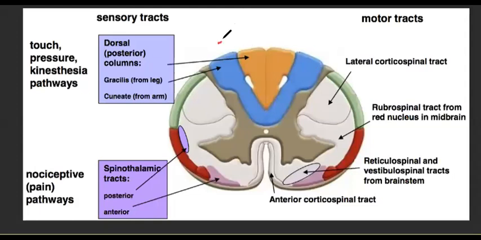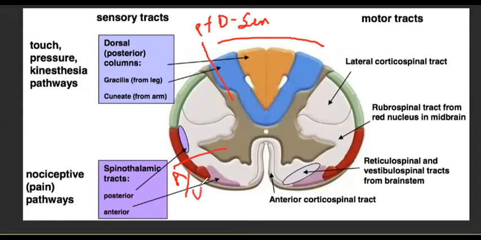These are the posterior columns. This is the anterior horn of spinal cord. This is the posterior horn of spinal cord. Posterior horn is always dorsal, we can call it posterior or dorsal, and it is always sensory. And anterior horn, or we can call it ventral horn, is always motor. So remember these things first regarding spinal cord.